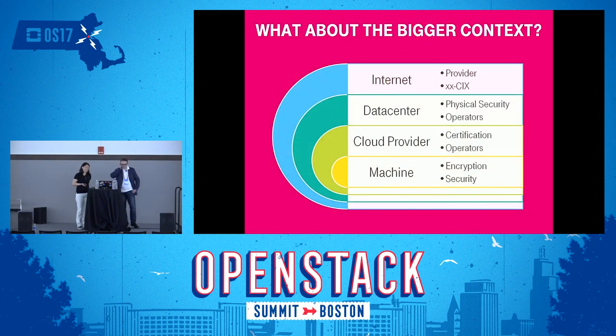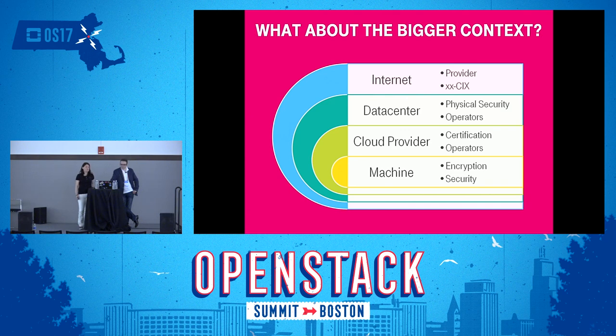Next and last, the final slide for today is if we put that all in a bigger context, what do you need to look at? If we start at the bottom, at your VM, at your machine, you need to ensure that you have encrypted disks, and that your VMs are secure, that they boot secure, that they have security parameters applied. One step above, you need to look at your cloud provider. Your cloud provider should be certified. He should apply the security rules and the certifications which are out there. And your cloud provider should also have operators which are skilled and aware and certified as well. That's, I think, a really important point.